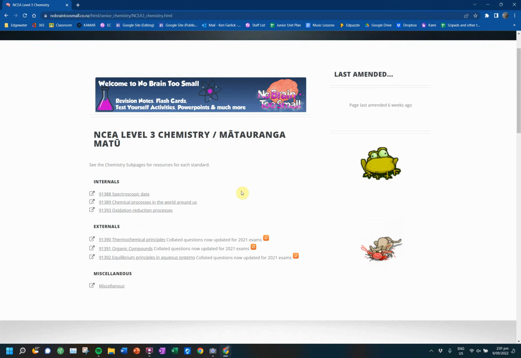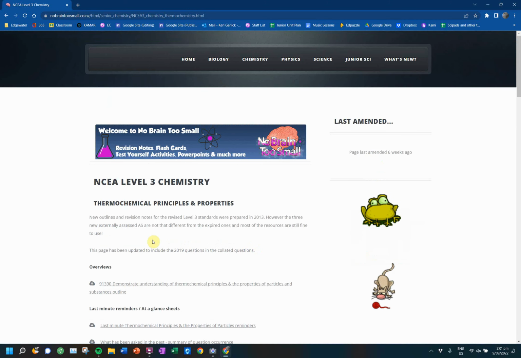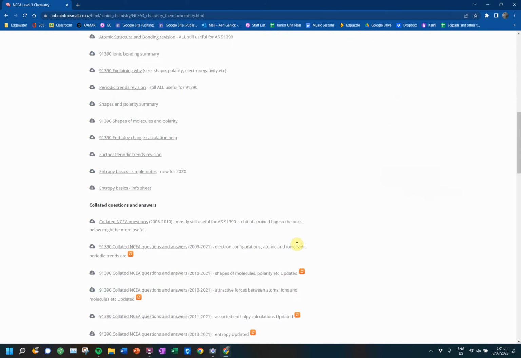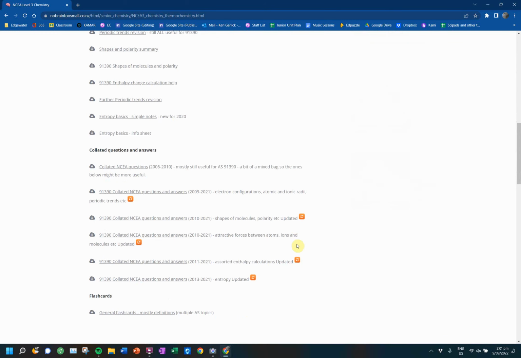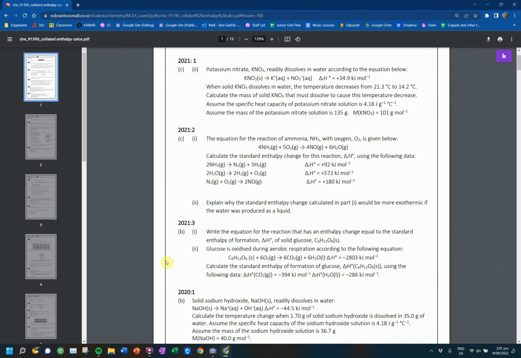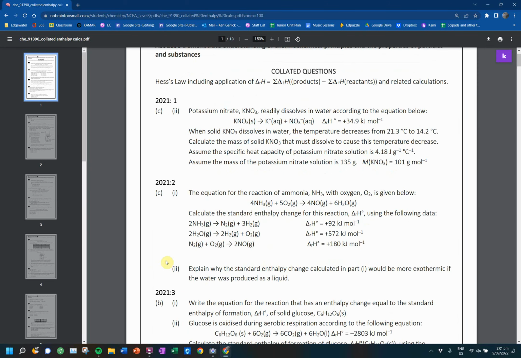Like I said, No Brain Too Small collates the questions, so we can actually see different ways they ask the same one. We want the collated questions for the enthalpy. Be mindful that this is going to have both Hess's law and the other calculation. We'll do the other calculation later. But this one from 2021, you can see what I'm saying about the manipulation of the equation. They give you a list and then you have to manipulate them.